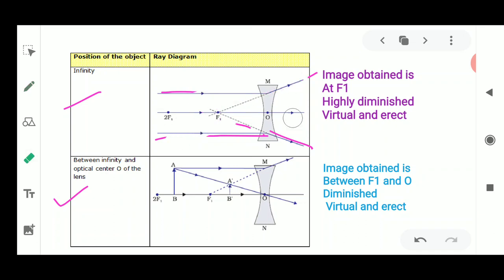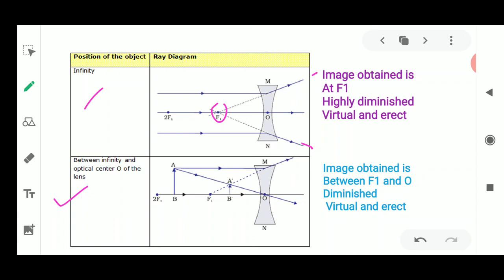So what is this case? In this case, the image obtained will be at the focus. Why? Because the object is placed at infinity, so we obtain the image at F1, which is the focus point. Next, the image will be very small, highly diminished. And what kind of image will it be? It will be virtual and erect, because it is present on the left side of this lens.